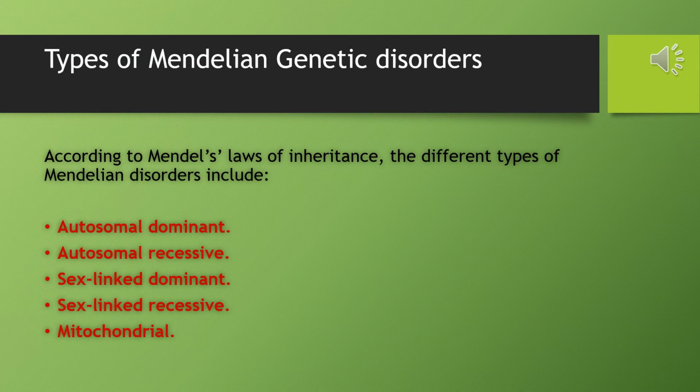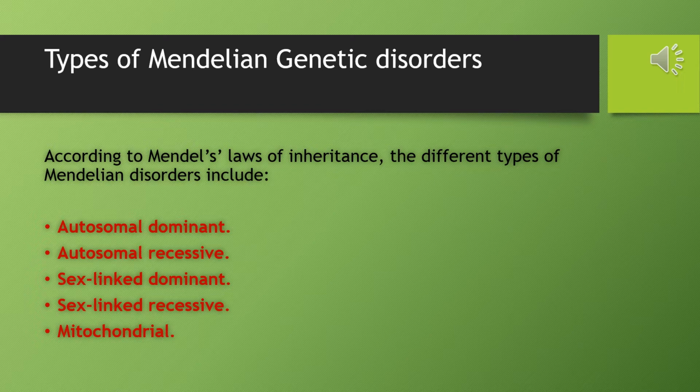Types of Mendelian genetic disorders. Before beginning this concept, I would like you to revise what we already know. We are well aware that humans have 23 pairs of chromosomes, out of which 22 pairs are called autosomes and one pair is called sex chromosomes, which gradually lead to the development of a new individual after the process of fertilization. So, according to Mendel's law of inheritance, the different types of Mendelian disorders include autosomal dominant, autosomal recessive, sex-linked dominant, sex-linked recessive, and mitochondrial.